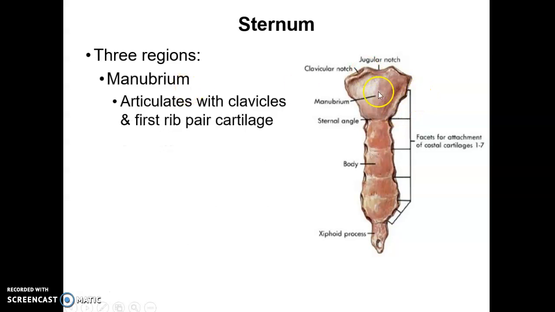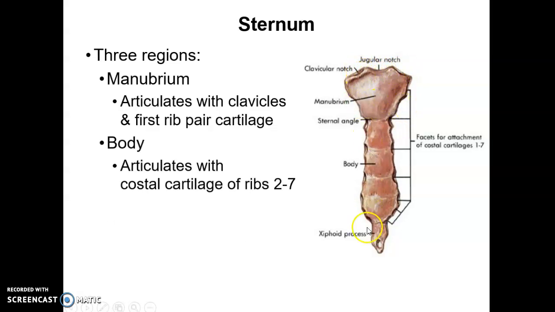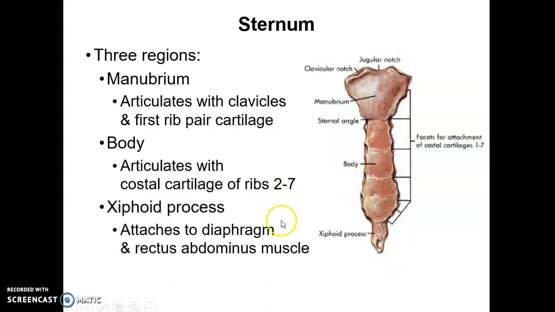So 3 regions on the sternum. The manubrium articulates with the clavicle there at the clavicular notch, and the first pair of ribs. Then as we move inferiorly, the larger body articulates with costal ribs 2 through 7 with their cartilages. And then finally at the inferior end, there's the xiphoid process, which attaches to the diaphragm and the rectus abdominis muscles you utilize to do sit-ups. And then up here at the superior end, there's that jugular notch that you can actually feel with your finger a little bit. Nice little groove.